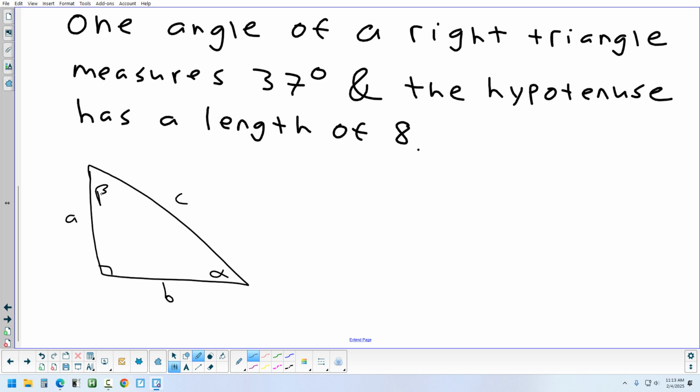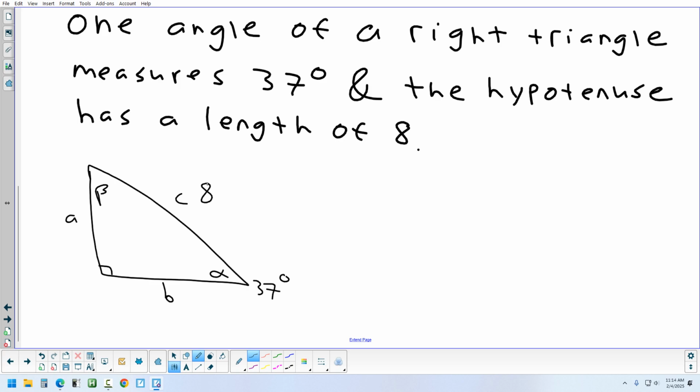Doesn't matter which one. I'm going to call alpha 37. If you call beta 37, fine. Your A and B are just going to be switched from mine. It says the hypotenuse has a length of 8. No choice about that one. That's letter C.